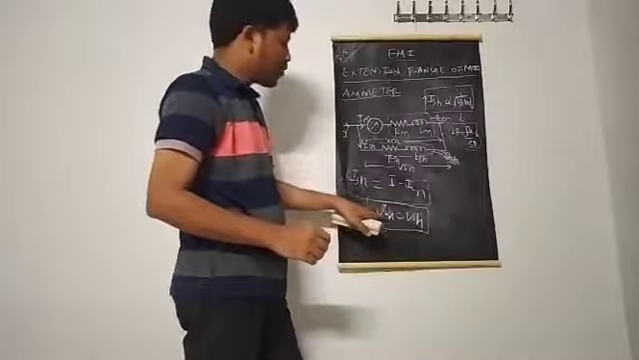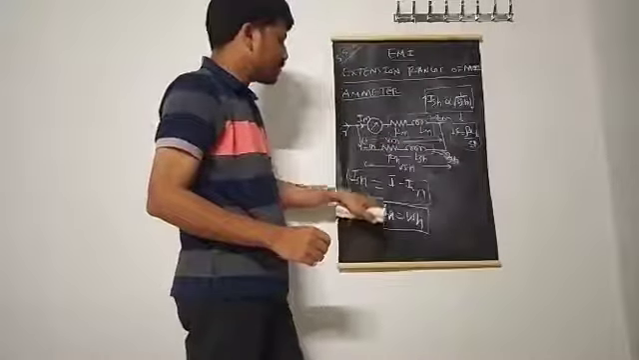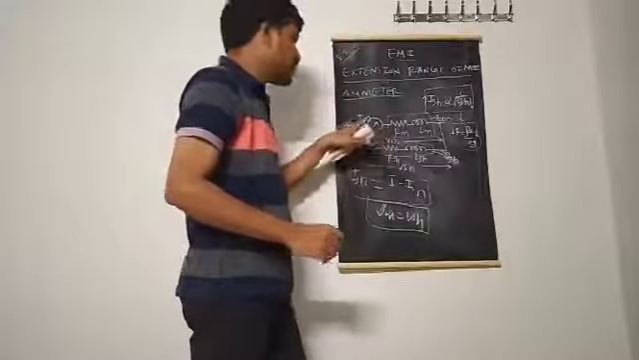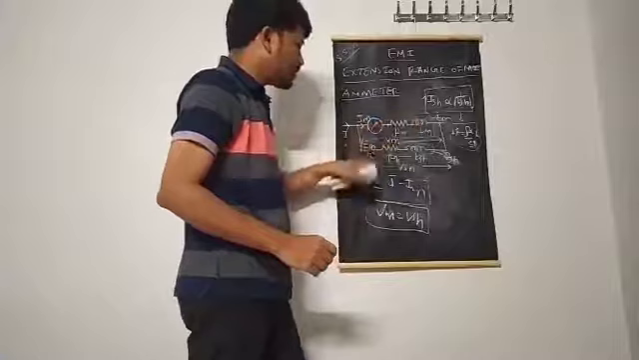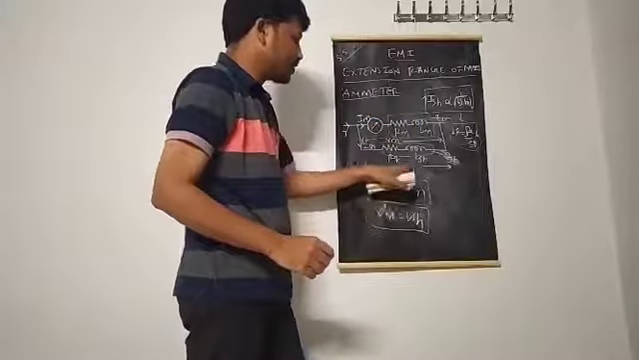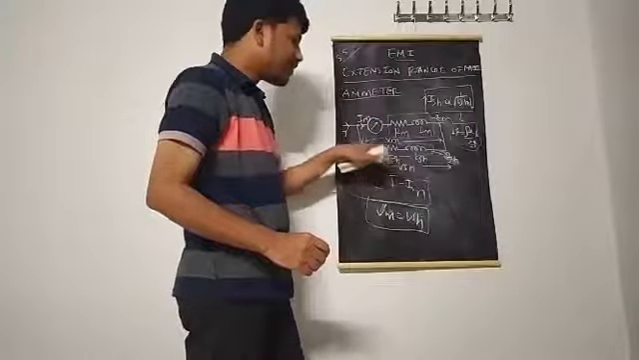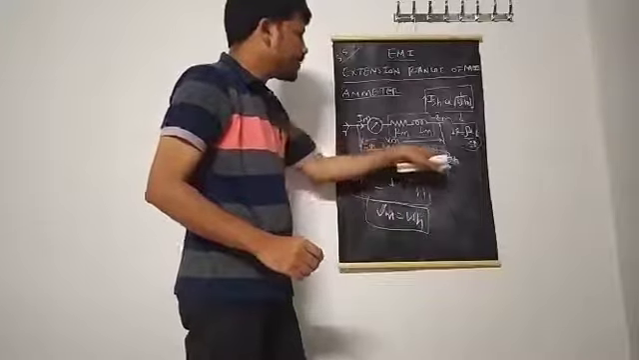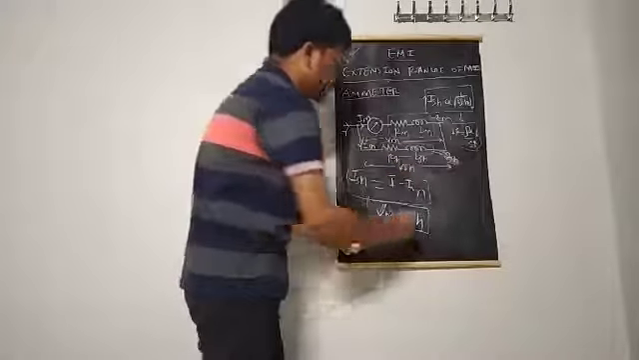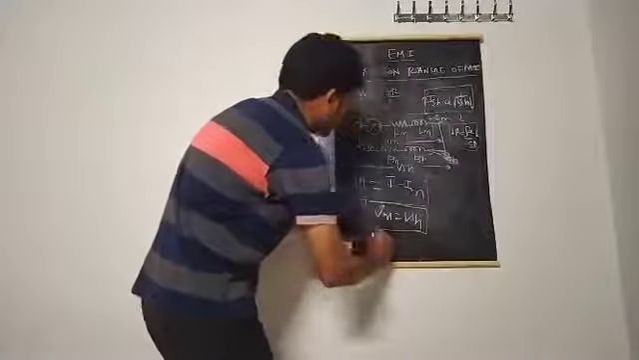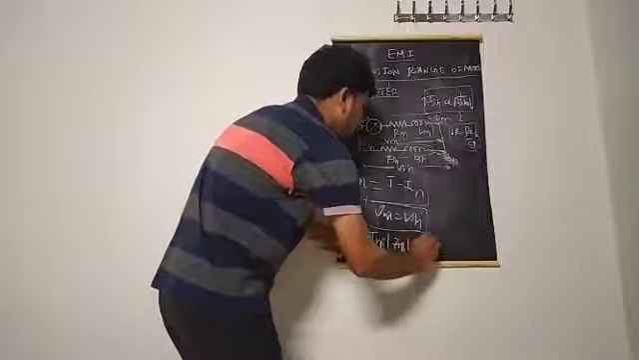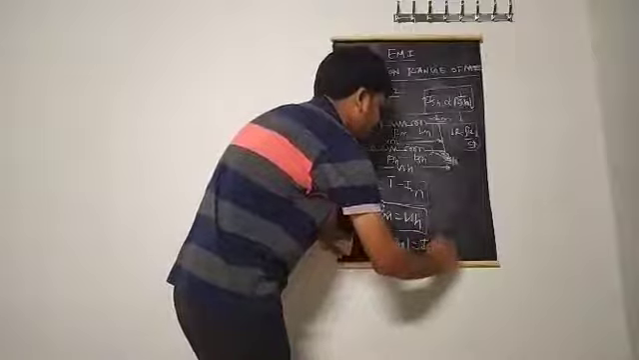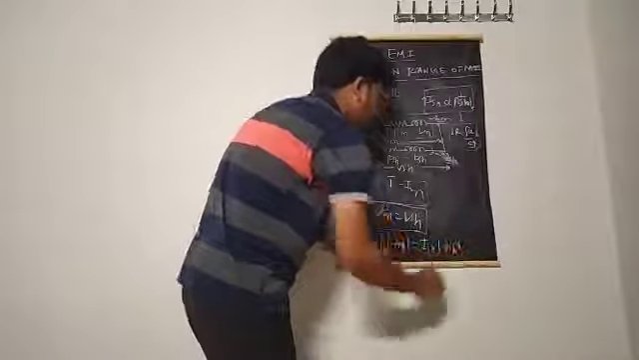Observe that VM is the voltage across the meter. What is the voltage across the meter? V is equal to I into R. What is I? IM. What is the impedance? ZM. What is VSH? The voltage across the shunt path. What is the current? ISH. What is the impedance? ZSH. Therefore, VM can be replaced with IM into modulus of ZM is equal to ISH into modulus of ZSH.